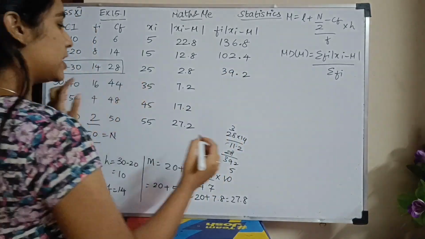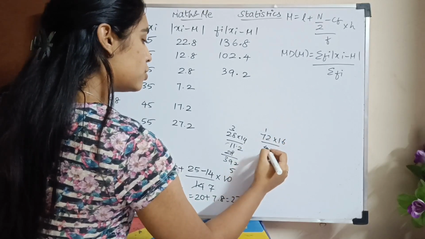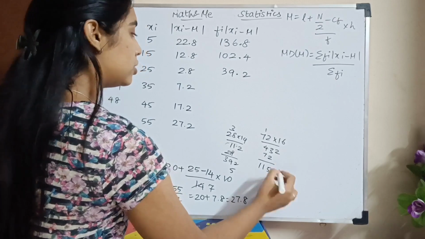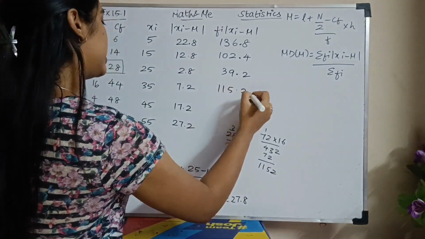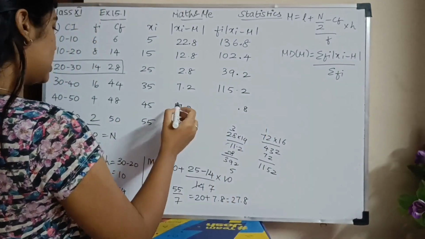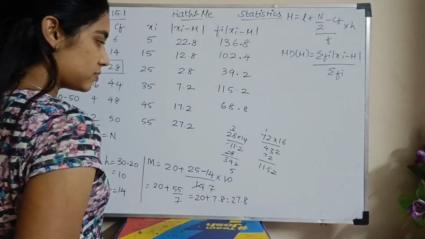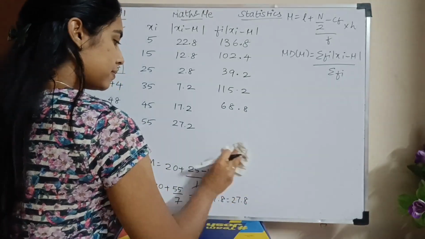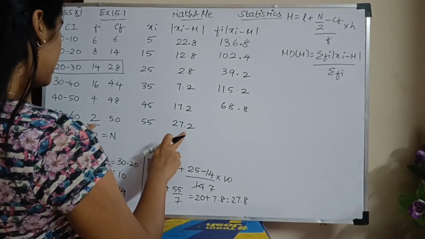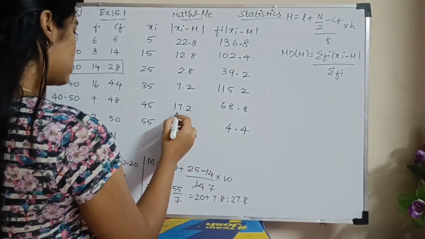So this is 39.2. 16 into 72. So 72 into 16. 6 2s are 12. 1, 7 6s are 42. 43, 2, 7. So then I get 1152. So I have 115.2. Next 4 into 17.2. So I have 4 2s are 8. 7 4s are 28. 2 carry over. 4 1s are 4. 5, 6. I'll erase this. Now I have 27.2 into 2. So 2 2s are 4. 7 2s are 14. 1 carry over. 2 2s are 4. 5.